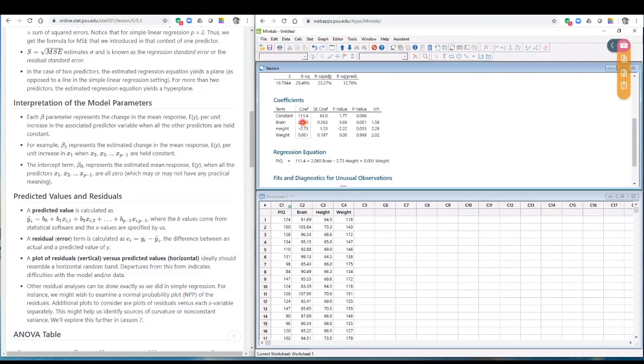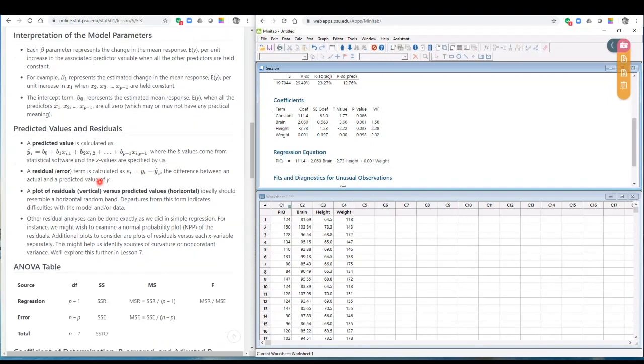And then finally, what does the intercept term mean? 111.4. Well, mathematically, we could say this is what we would expect PIQ to be if all of the predictors were 0. So if brain and height and weight were all 0, then we would expect PIQ to be 111.4. But if we look at our data, that's not very meaningful in practical terms, because to have a brain value and a height value and a weight value all equal to 0, it doesn't make any practical sense. Okay, so it has a mathematical interpretation, the 111.4, but it doesn't really have a practical interpretation in this example. Okay, so that's the interpretation of the model parameters.